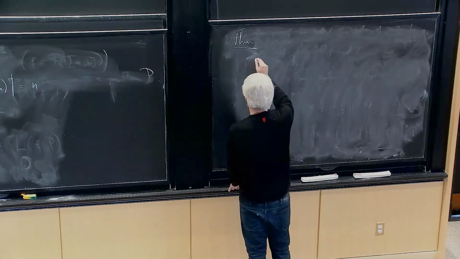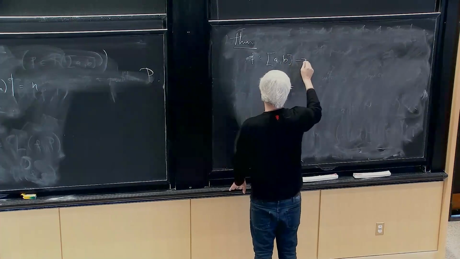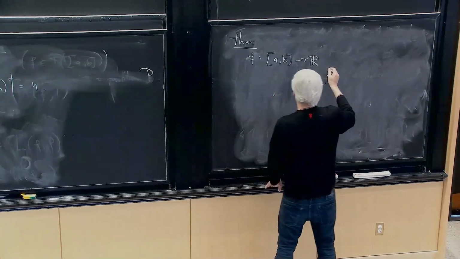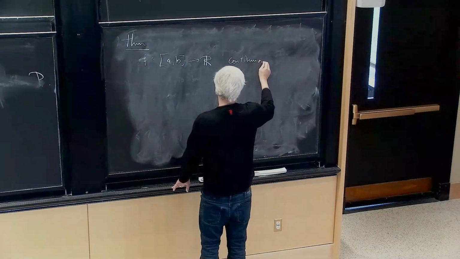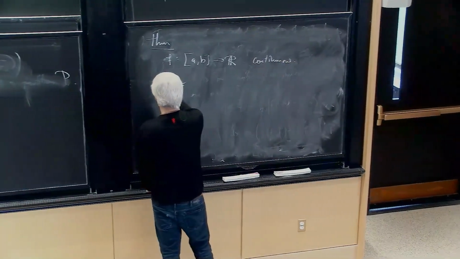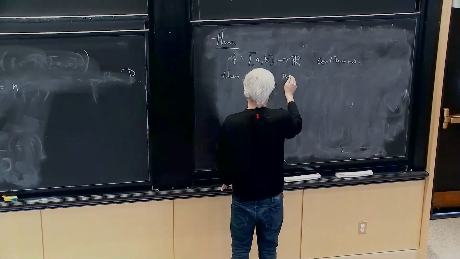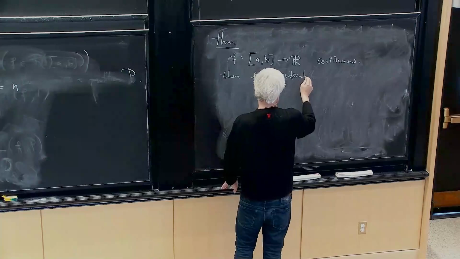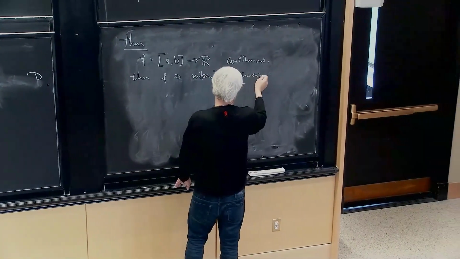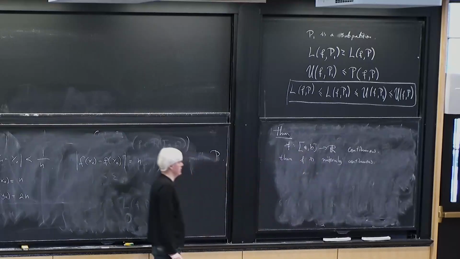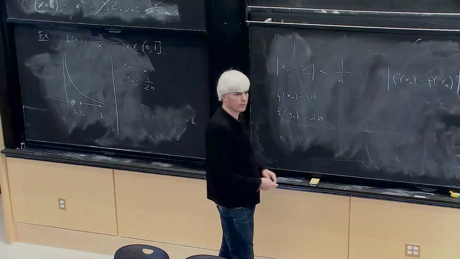It means that if you take a function on a compact interval like this, if you have a continuous function, then f is uniformly continuous. So if the interval is compact, then a continuous function is uniformly continuous.